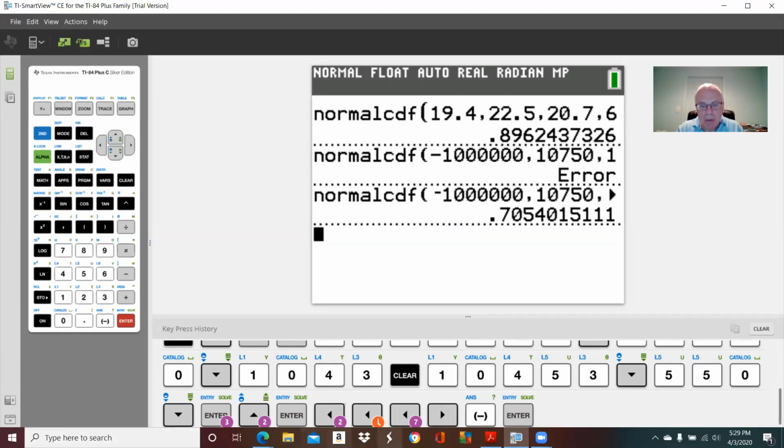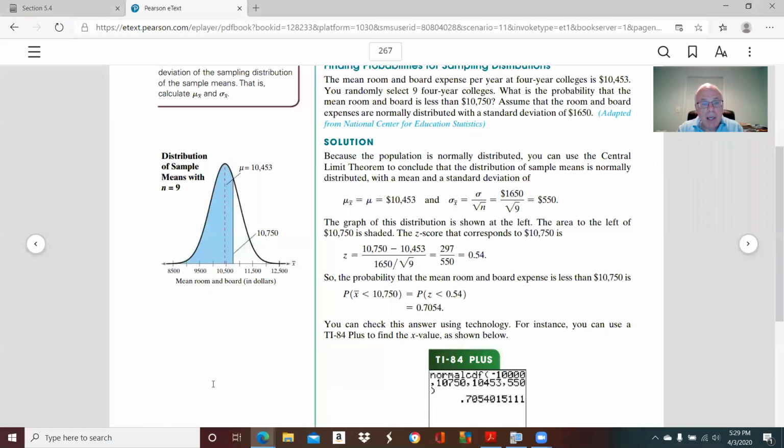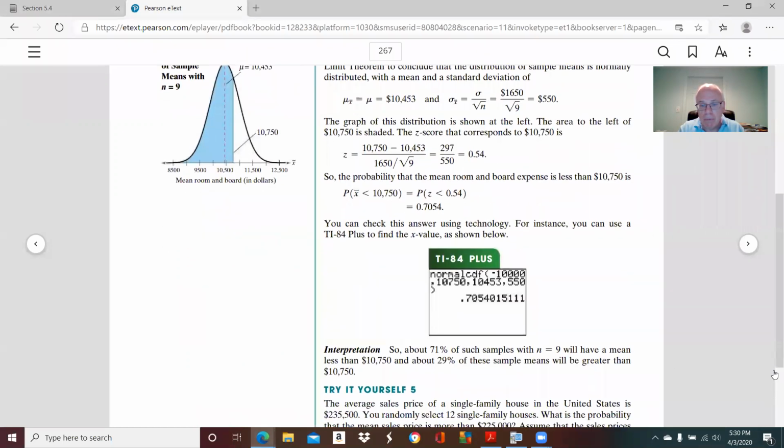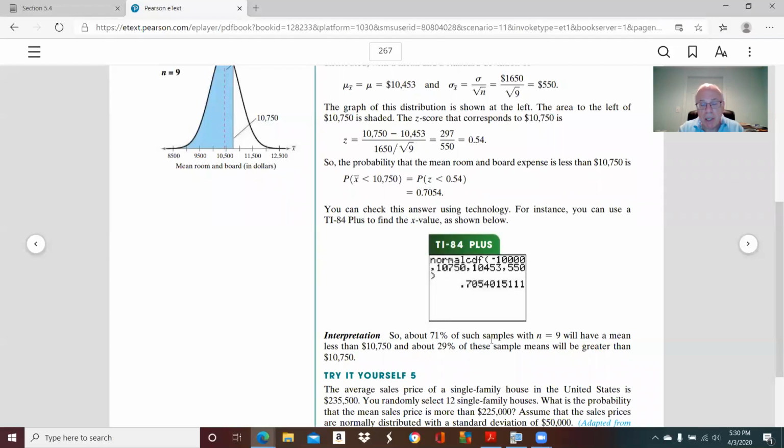So let's get back to the book. And there it is. You see, they actually did the calculation with the TI-84. And now, if we set the probability of Z is less than 0.54 after we converted 10,750 into the Z, we would get exactly the same answer, 0.7054. All right, so there you go. It says about 71% of samples of size n will have a mean less than 10,750. And it also means, interestingly, that 29% of these means will be greater than 10,750, right? Absolutely. 71% is less, 29% must be more.